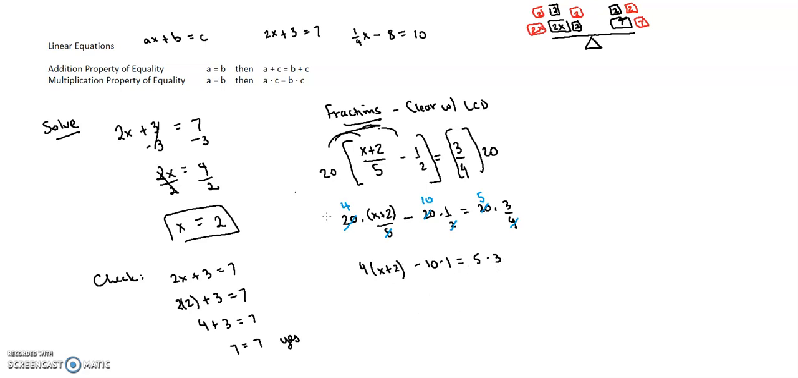So now we need to clean this up because we want it to look something like this. Let's go ahead and distribute that 4. We've got 4x plus 8 minus 10 times 1 is 10 equals 5 times 3 is 15. We're trying to get x by itself, so let's keep cleaning this up. We've got 4x, we've got plus 8 minus 10, that's going to give us a negative 2.